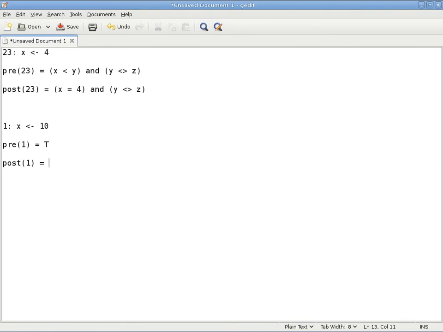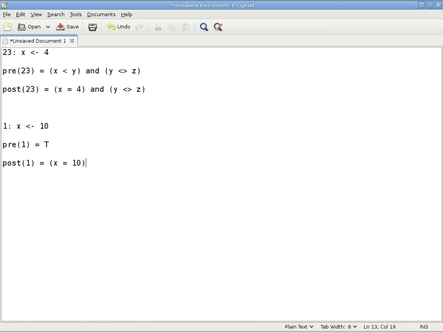Okay? Are we okay with the concept of using true as a precondition? Is that good? Okay. What about the post condition of line 1 here? No. Exactly. This one is just saying that x equals 10 after line 1 executes.